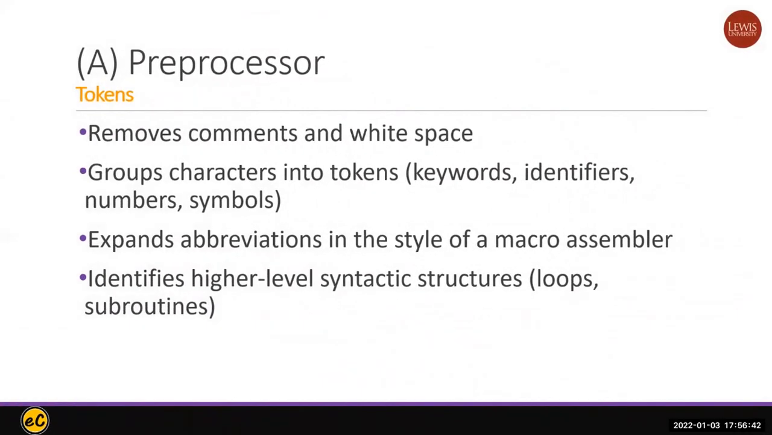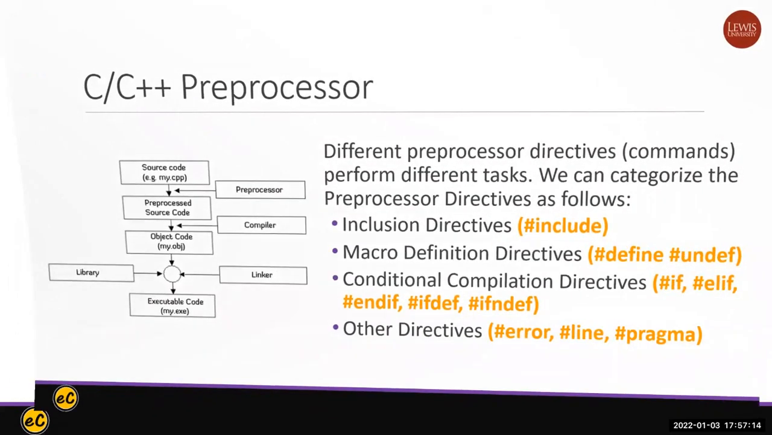Okay, a preprocessor. A preprocessor is used by the C language and the C++ language to remove the comments and white spaces, and group characters into tokens, such as keywords, identifiers, numbers, and symbols. And sometimes it expands abbreviations in the style of a macro assembler, and identifies high-level syntactic structures such as loops and subroutines. These are the so-called preprocessors.